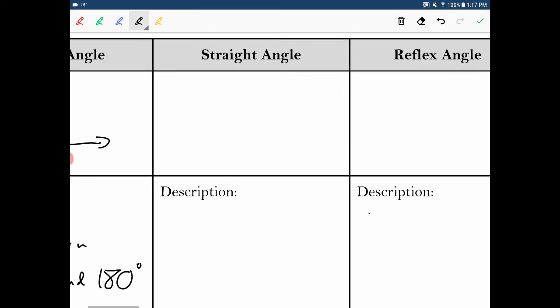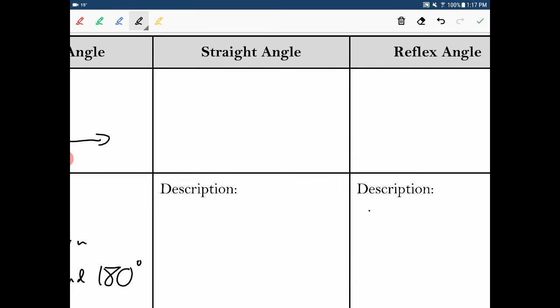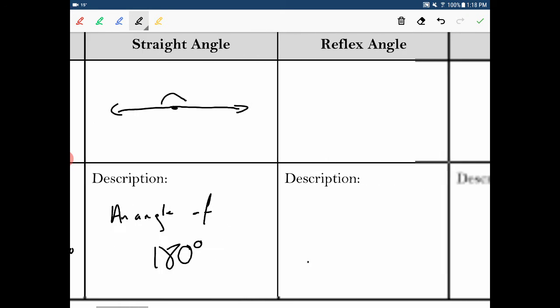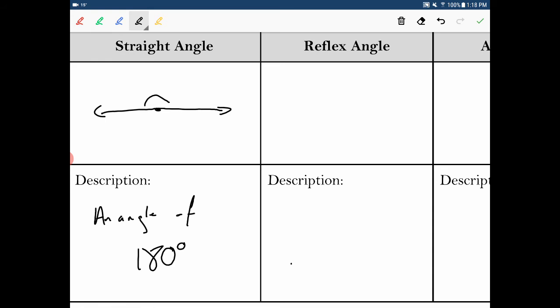A straight angle is one that you don't often talk about because it doesn't come up that often. It's actually this angle here, which of course is 180 degrees. So an angle of 180 degrees, and it's called a straight angle because an angle of 180 degrees is just going to make a straight line.